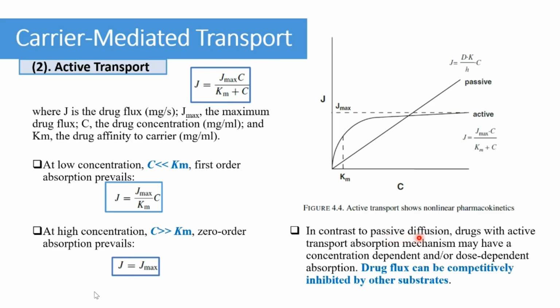In contrast to passive diffusion, drugs with an active transport absorption mechanism may have concentration dependent and or dose dependent absorption. So drug flux can be competitively inhibited by other substrates. So if you consume two drugs that have the same transporter, there can be a competitive relationship between them, and a drug can inhibit the binding of the other drug and the protein transport.